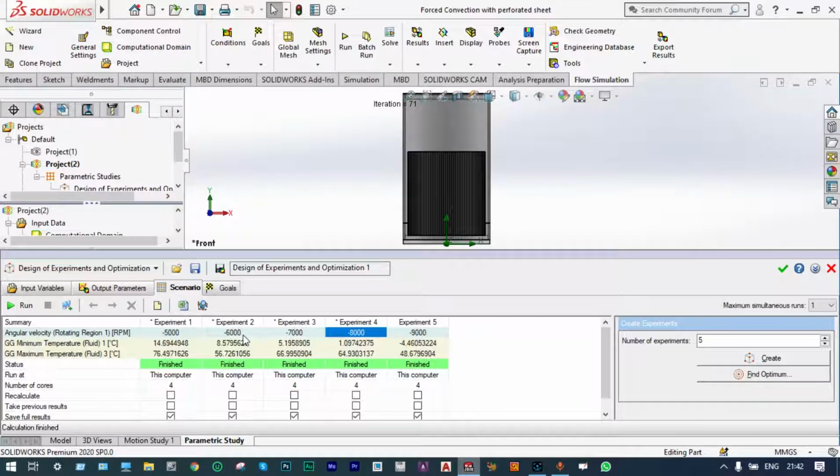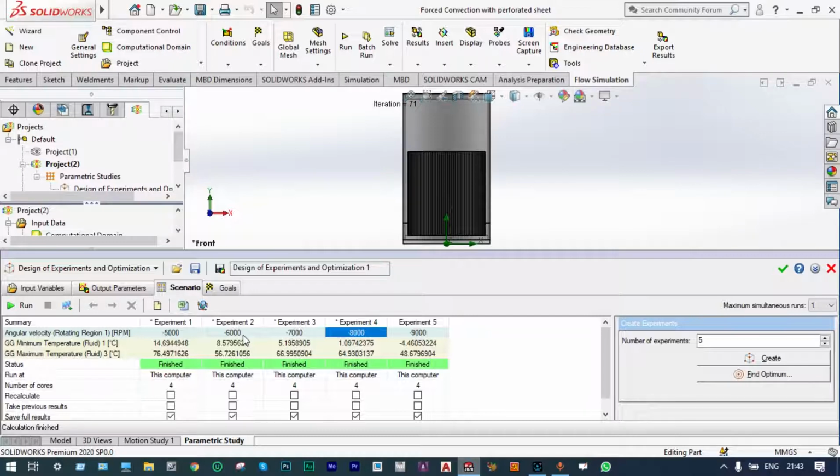From this parametric study, we got some idea that when the fan speed is increasing, we are getting less temperature of air inside, right? We have the minimum temperature of air at 9,000 RPM as minus 4 degrees centigrade, and the maximum temperature of fluid equal to 48 degrees centigrade when the RPM of the fan was 9,000.